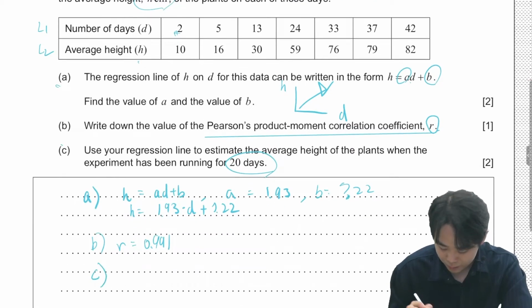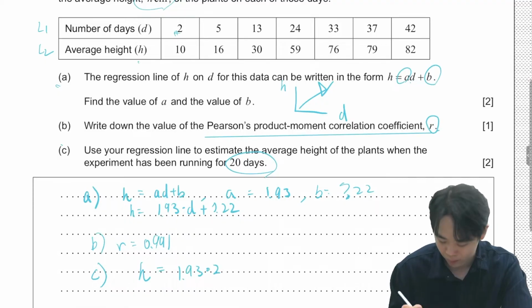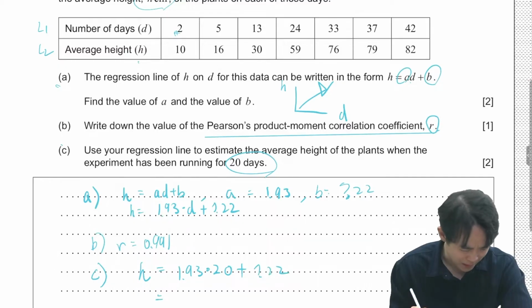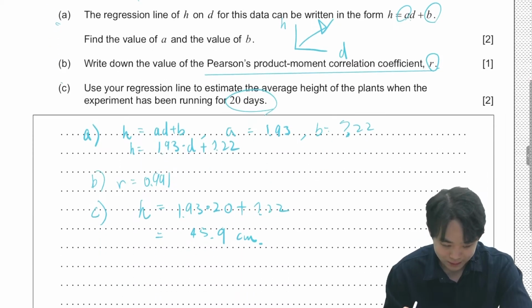And using this regression line, what's the average height of the plants when the experiment was running for 20 days? We would do 1.93 times 20 plus 7.22. If you put that in your calculator, we should get 45.9 centimeters. Right, so that's it for part 1.